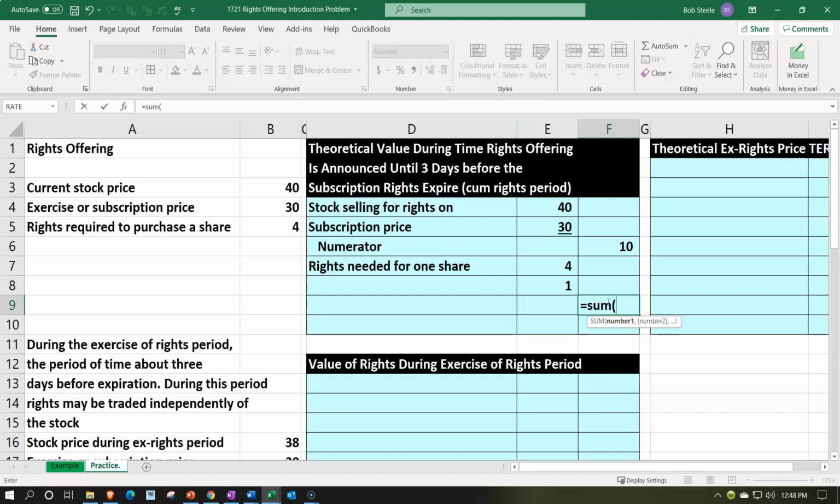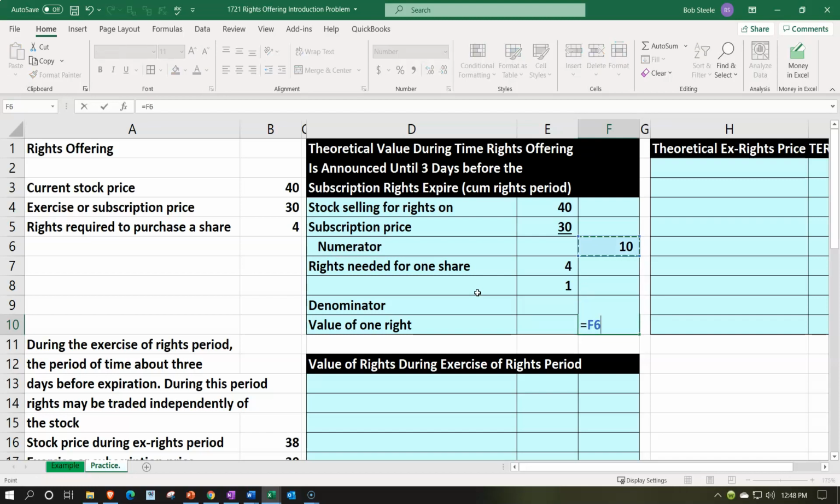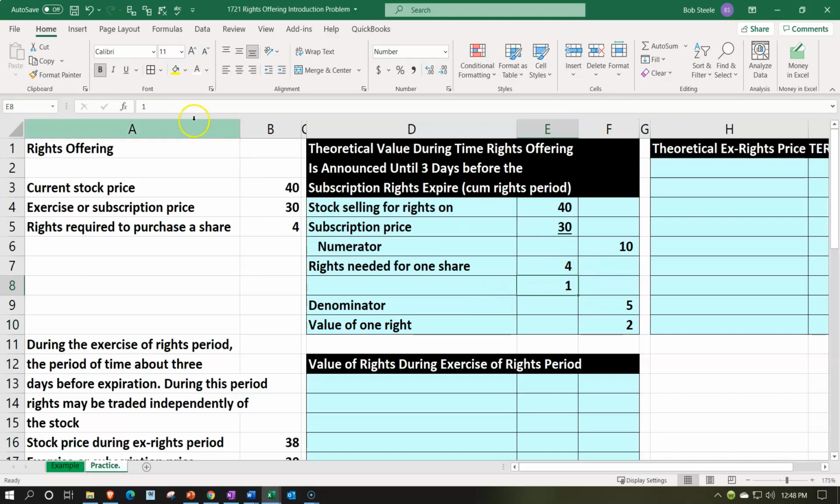So this equals the sum of 4 plus 1, 5. So that's going to be the denominator, and that'll give us the value of the rights. The value of the rights at this point in time is going to be equal to the 10 divided by the 5, or the 2. Let's do some underlines under the 1 and under the 5.